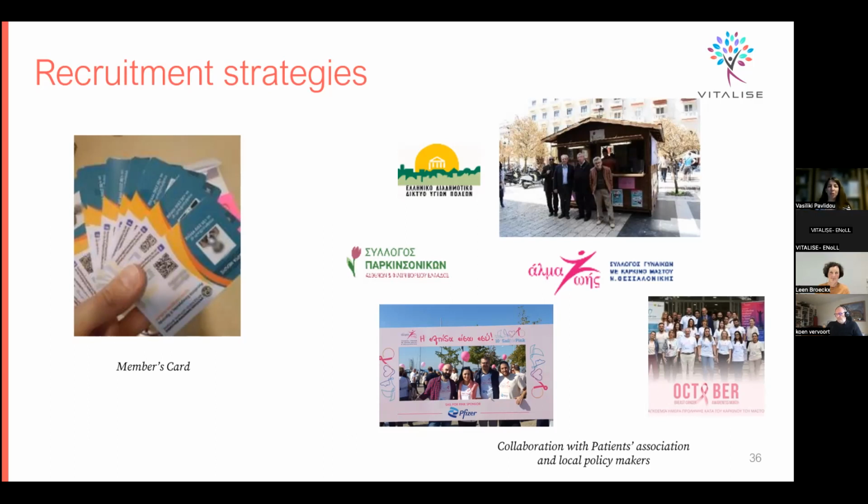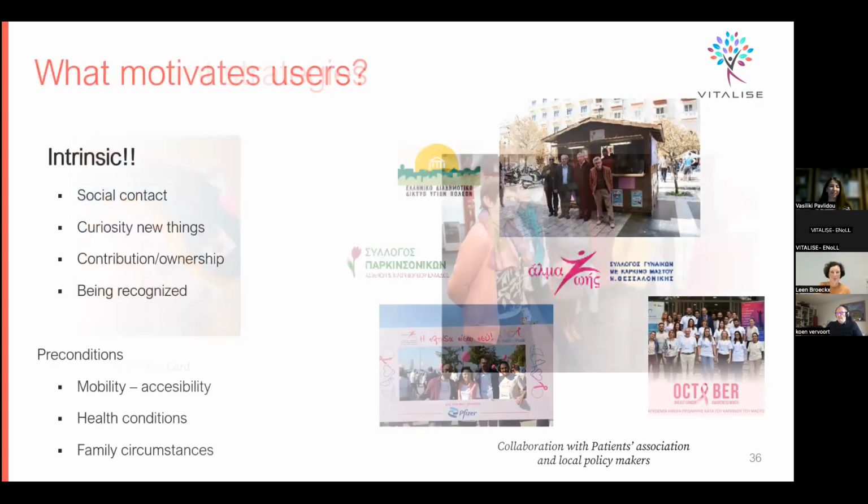We also have collaboration with various organizations and associations, as any means of reinforcing the trust in us is very good. And it's also a very nice way to gain access and have people recruited.